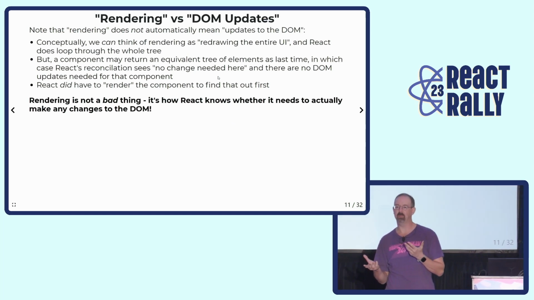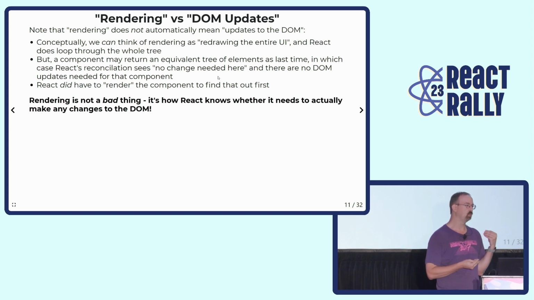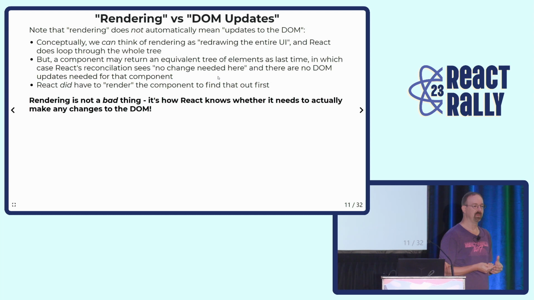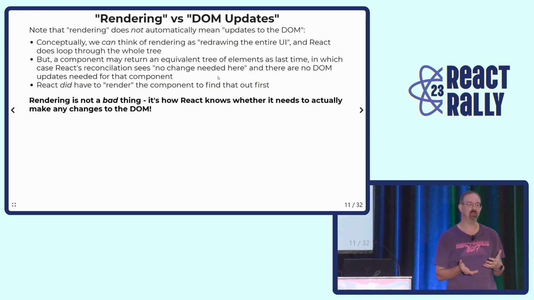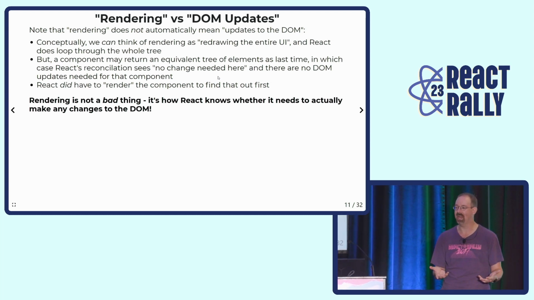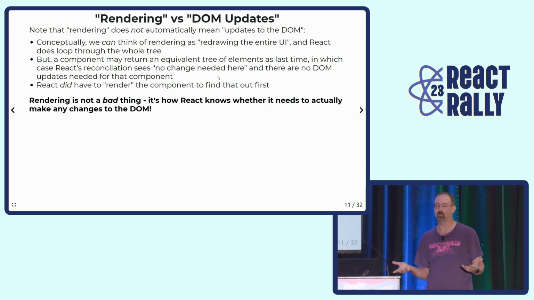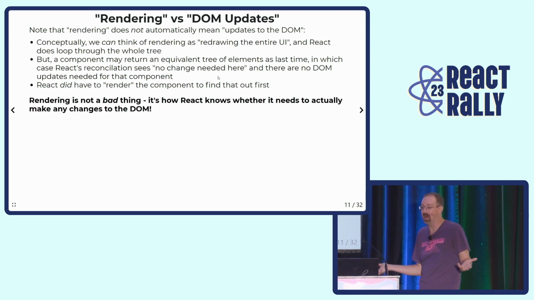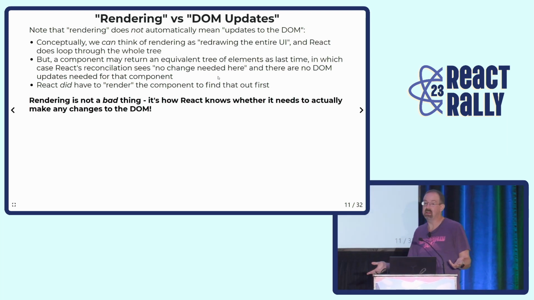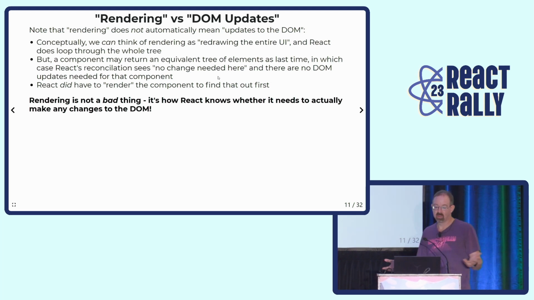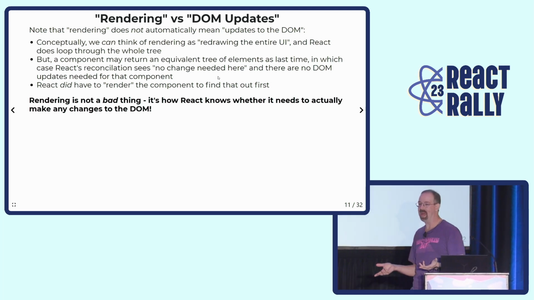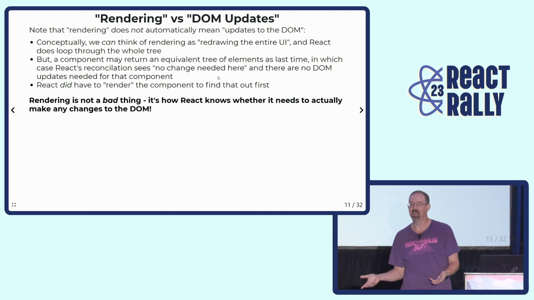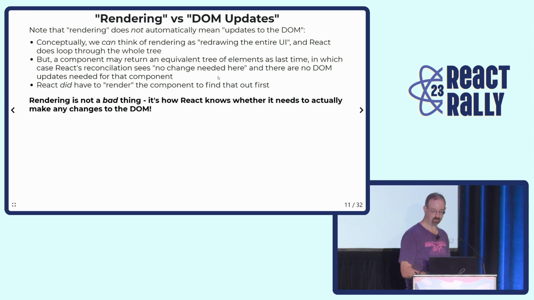So one mistake that people often have is they think that rendering implies that there must be an update to the DOM. And that's not true. Rendering is figuring out if there needs to be any updates to the DOM. It's entirely possible to have a render where the output is exactly the same as it was last time. There are no changes that need to be made, and nothing happens. So rendering is not a bad thing. It's how React works. It's how it knows if anything has to change.